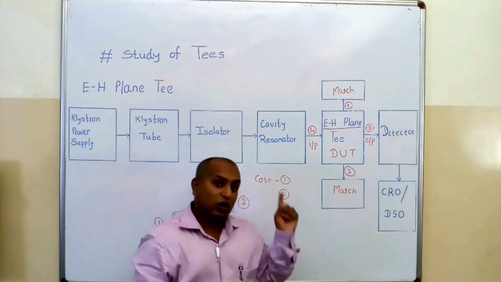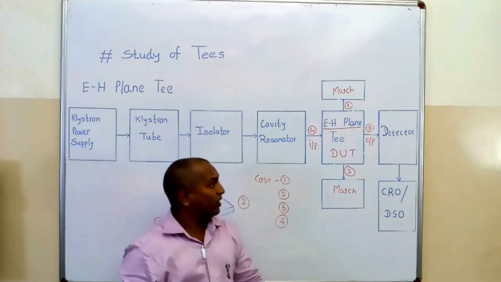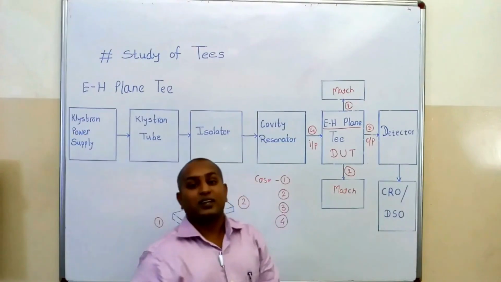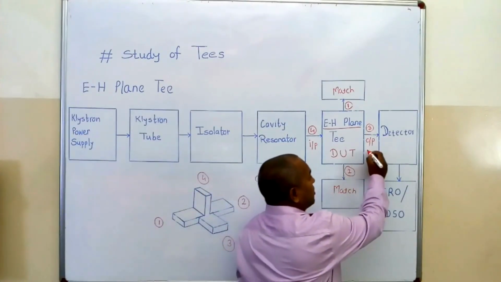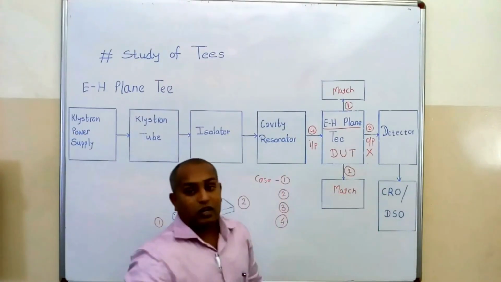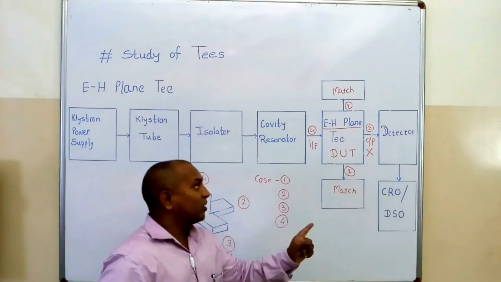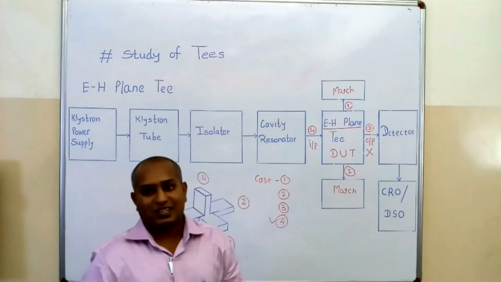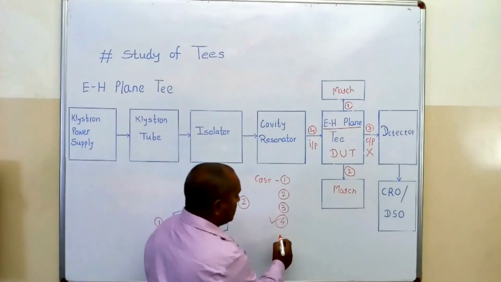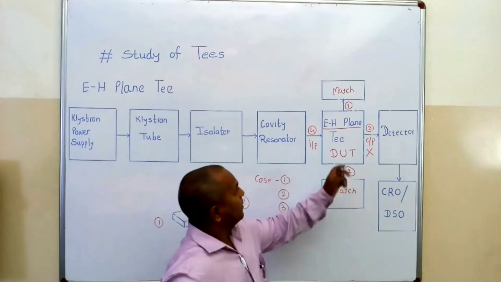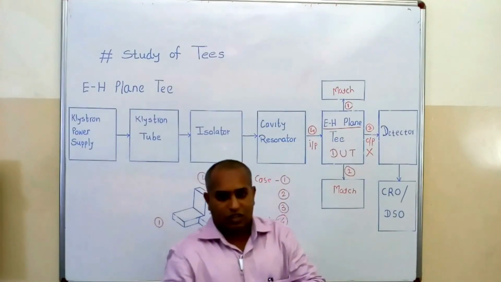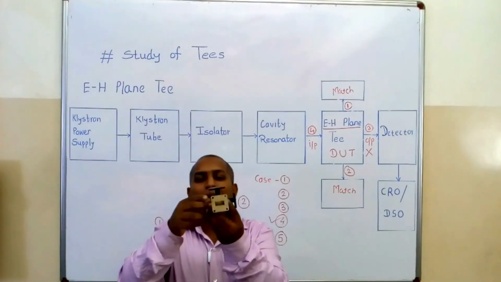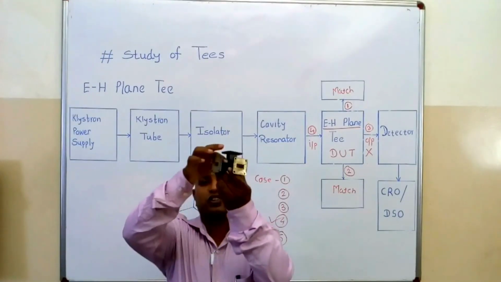So tell me, what will happen here? Will we get an output across port number 3? Yes, absolutely. Your answer is no. We are not getting the output across port number 3, and that's why this is the fourth reason related to the magic. And the fifth reason related to the E-H plane is nothing but if we check a match termination across this junction.